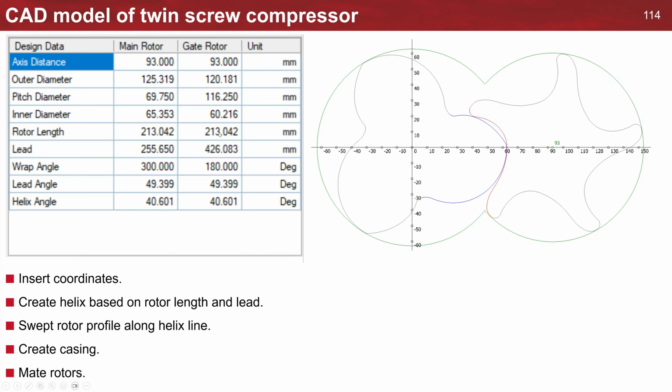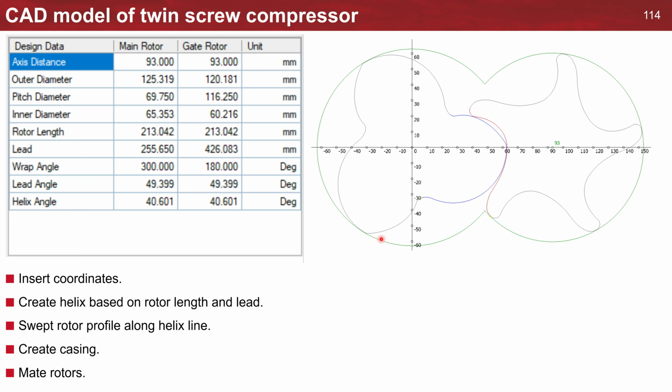Hi, this video is to demonstrate how to create a CAD model of a twin screw compressor using SolidWorks. In this slide, the diameters of this twin screw compressor are shown in this table, and the rotor profile is shown in the right corner figure. This twin screw compressor has a 3-5 lobe combination.